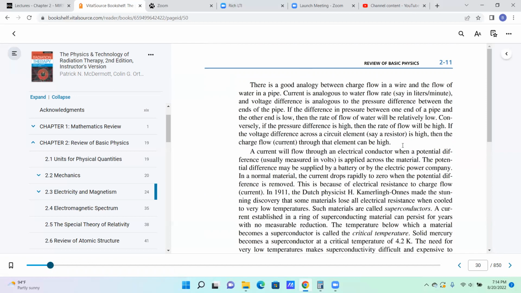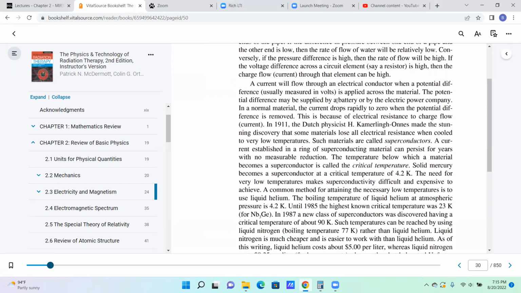So there's a good analogy between charge flow in a wire and the flow of water in a pipe. Current is somewhat like water in that sense, or whatever the water flow rate happens to be, liters per minute. And the voltage difference is analogous to the pressure between the ends of the pipe. If the difference in pressure between one end of the pipe and the other is low, then the rate of flow of water is going to be low. In other words, if you don't have much coming out of the spigot from the house, you're not going to have much flowing through. But if you turn that up real high, then the rate of flow is going to be high. And so you can see the analogy there.